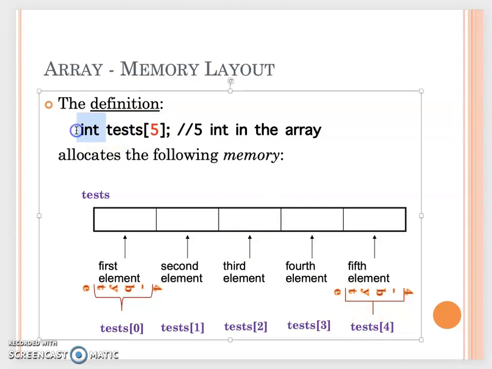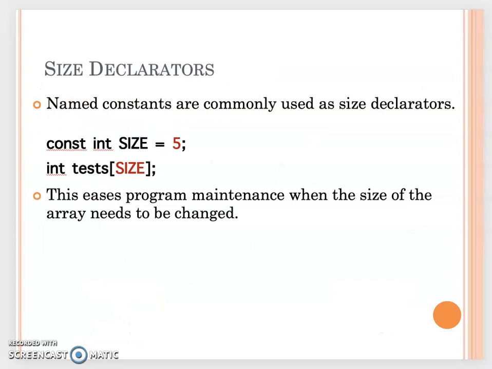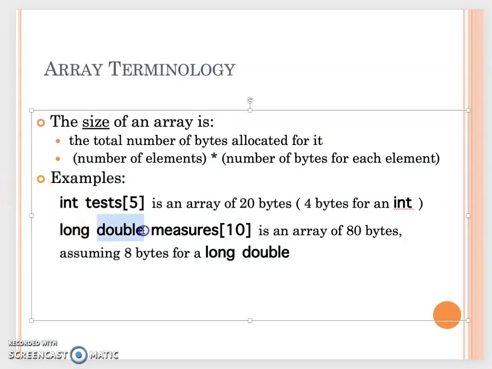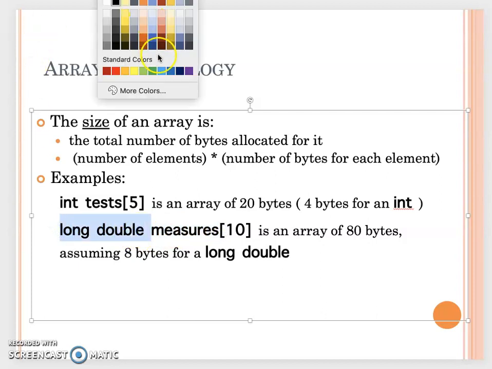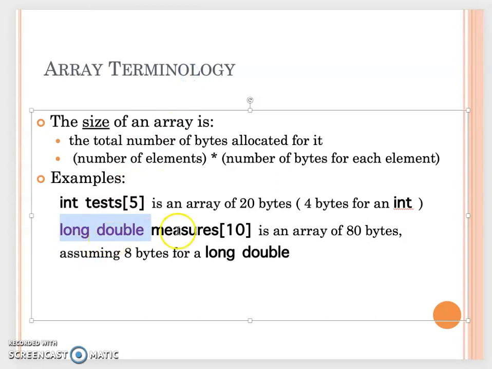Can I define an array in another data type? Of course you can. For example, if we want to define a long double array, you just need your array name, and before the array name is your data type, which is long double. Then you have your array name, then your capacity or size. Each long double is 8 bytes, so in this measures array, they have 10 times 8 is 80 bytes.